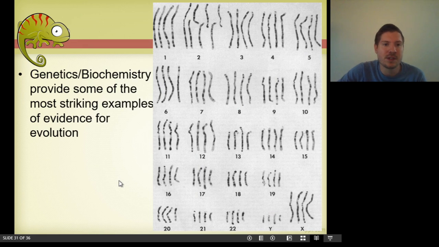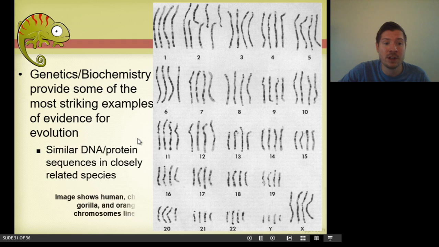Now, if you look at this image, it looks odd because normal karyotypes only have 2 chromosomes per each chromosome number. Like chromosome 1, you have 2 copies of chromosome 1, and that's because this isn't a normal karyotype. Here they are comparing 4 species. They lined up 4 species next to each other. So we've got a human, a chimp, a gorilla, and an orangutan all lined up.